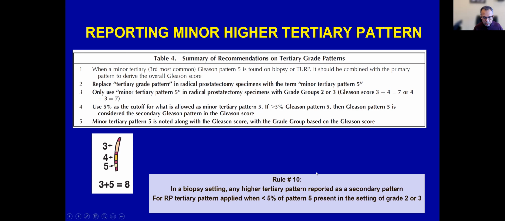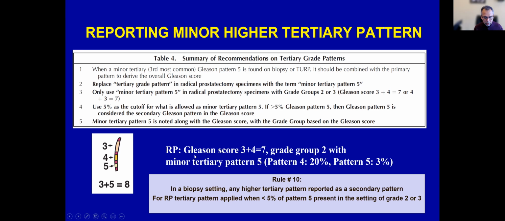So our rule number 10 is that in a biopsy setting, any higher tertiary pattern should be reported as a secondary pattern. For radical prostatectomy, tertiary pattern is applied when less than 5% of pattern 5 is present in the setting of grade group 2 or 3. If you have more than 5% pattern 5 in this setting, you have to combine that as a secondary pattern to derive the score. So this is an important rule to keep in mind.